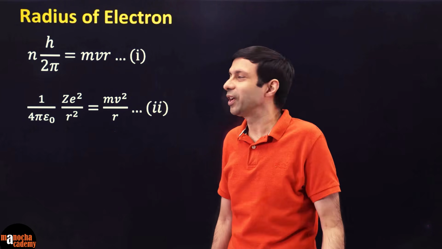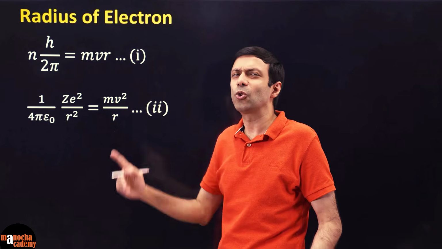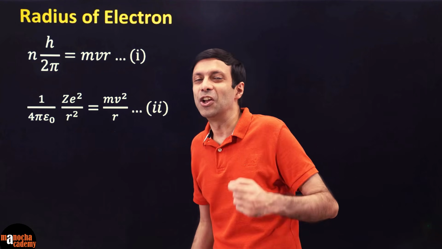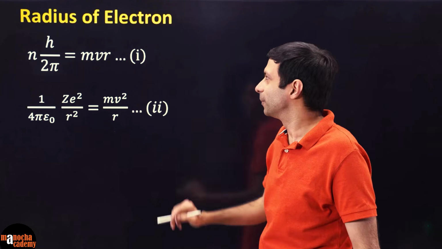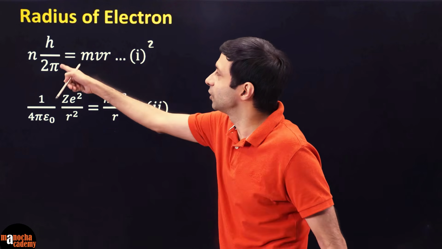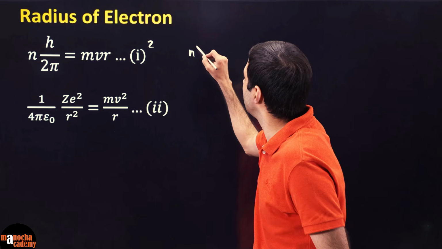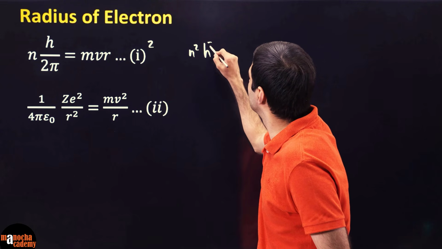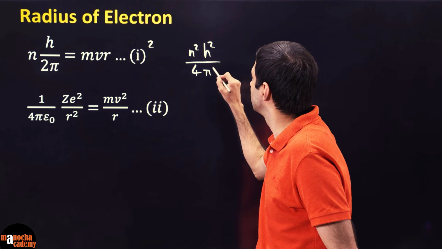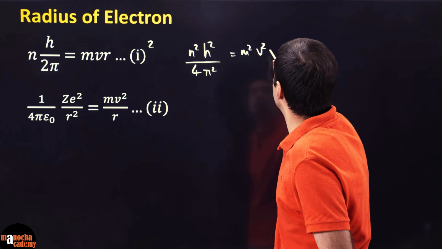So you can use a math trick here. If you want to get rid of velocity v, you can see we have a v here and a v square there. So let's square the first equation, and then we can divide the two equations, so v square will get cancelled. Go ahead and square equation number 1, squaring the left hand side and right hand side. So what do we get? On the left hand side, it's going to be n square h square divided by 2 pi square, which is basically 4 pi square, equal to m square v square by r square.